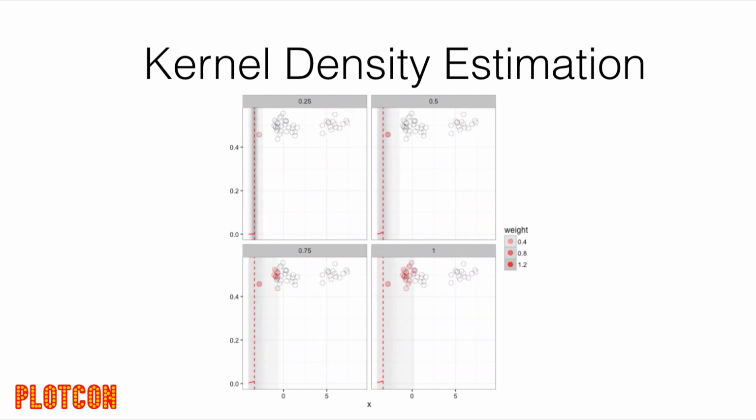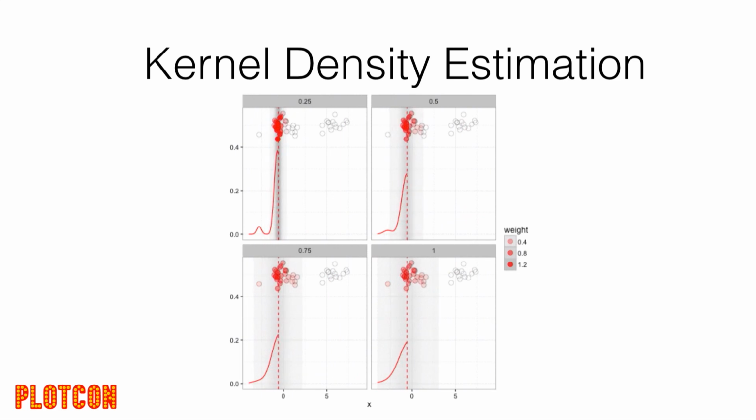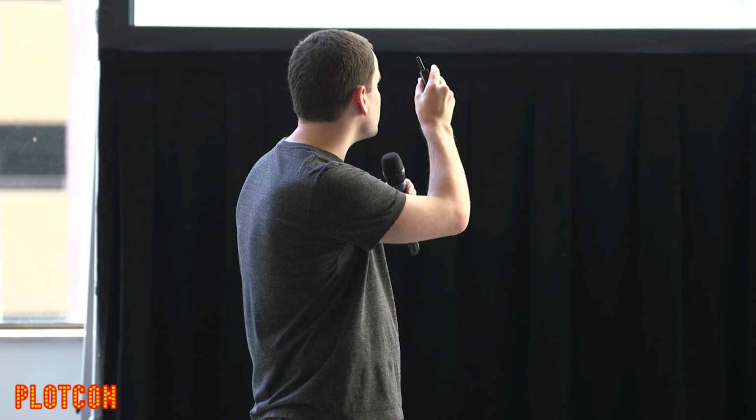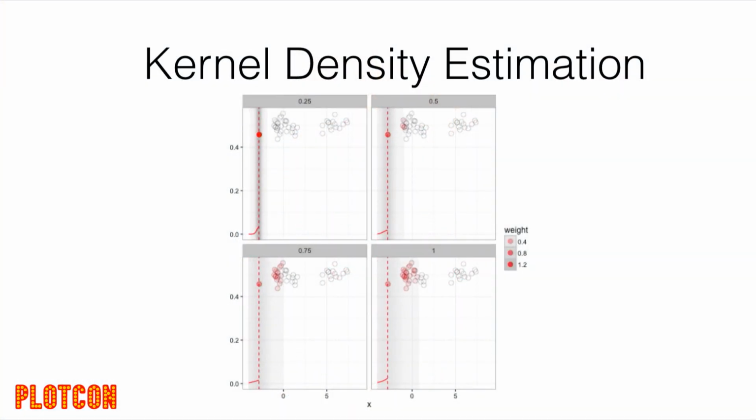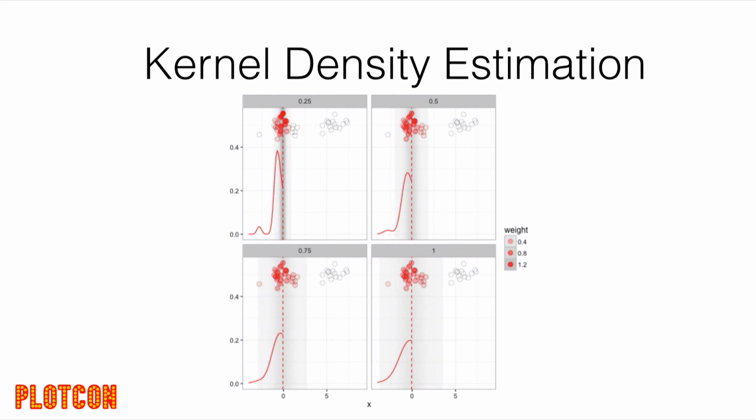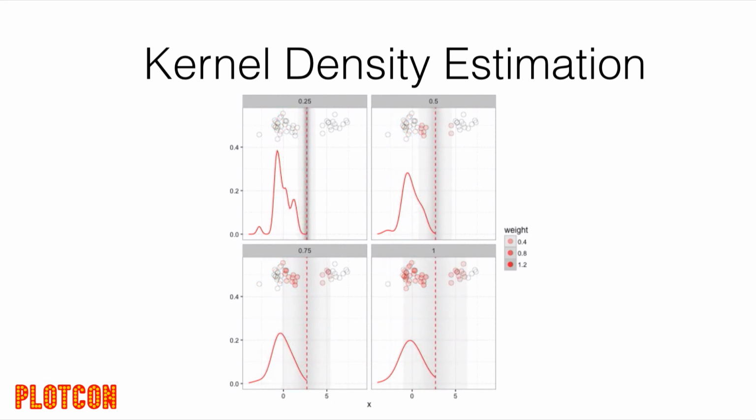So I really like this as a communication because the equations behind kernel density estimation can be really opaque. But by seeing that what you're doing is you're sliding over it and seeing how many points this gray area is covering, you're able to build it up piece by piece.